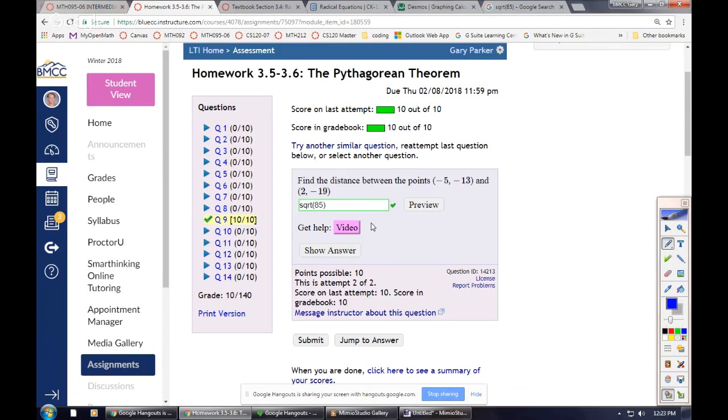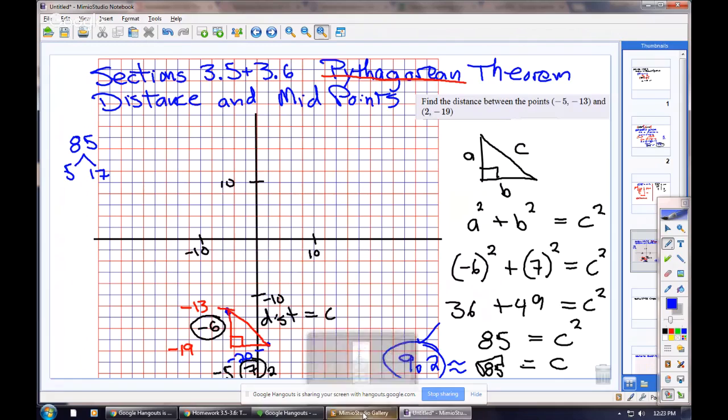Nice work. Okay, so be careful as to whether it says exact or approximate. So here it says enter a mathematical expression. If it wanted the number, it would say enter a number or a decimal. All right, so Pythagorean theorem is a distance formula.